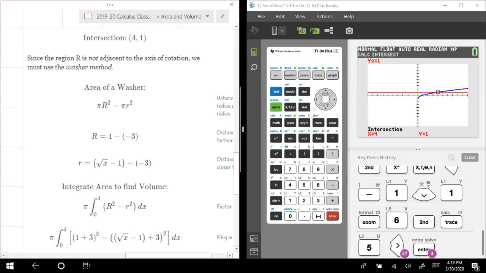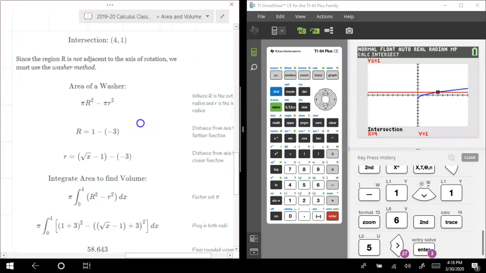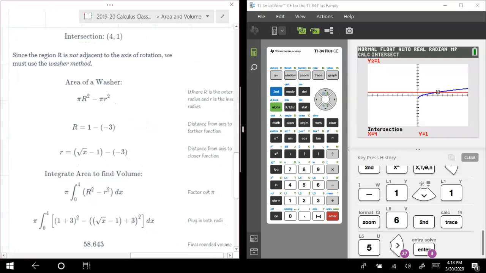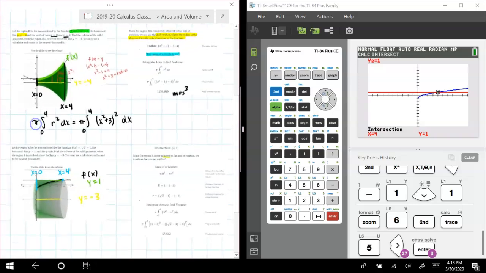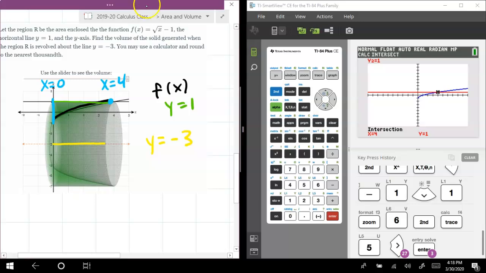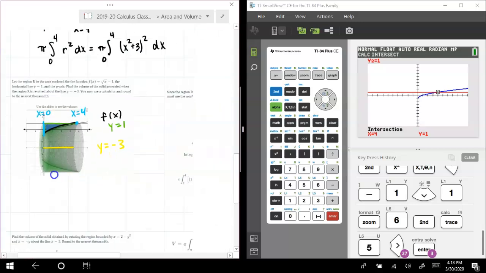We know it intersects at the point (4,1). Since the region R is not adjacent to the axis of rotation, we must use the washer method. Adjacent means touching, near, next to. This region is not touching the line y equals -3. We're going to revolve it around something that's not touching.